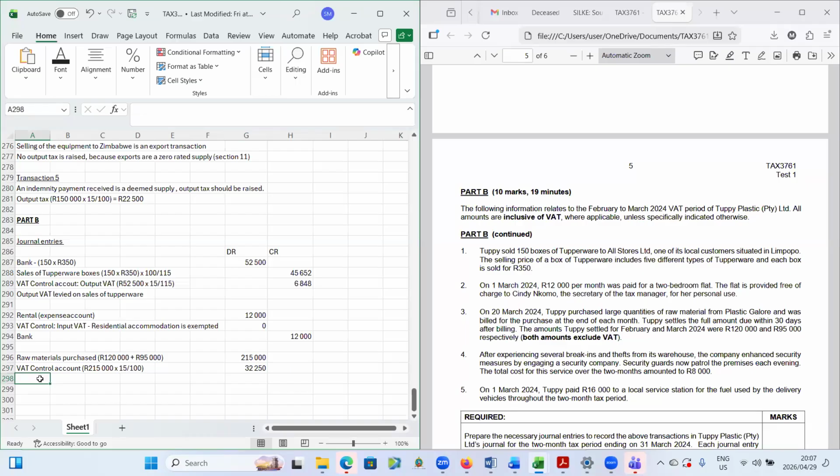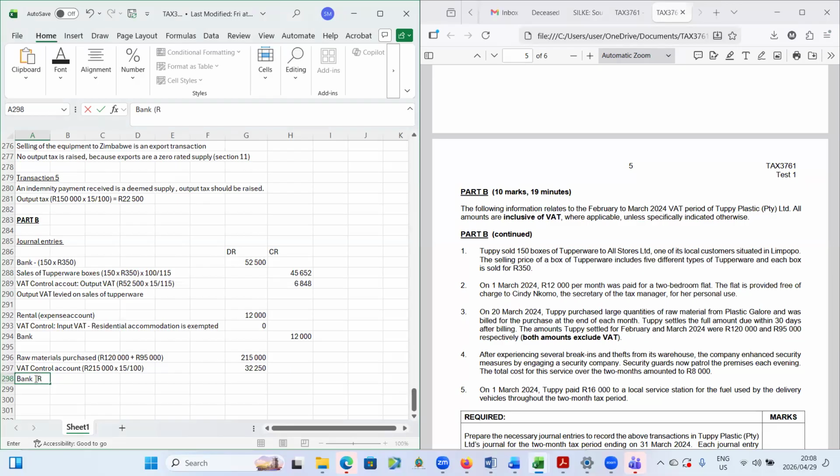Let's assume it's cash purchases, because they said it's not credit sales since the amounts were paid already. So it's the bank account which is going to decrease by the purchases which have been done. Is it not trade payable? They said TAPI settled amounts for February and March, or within 30 days. Yes, so it means it's cash. Okay. Which is the bank.